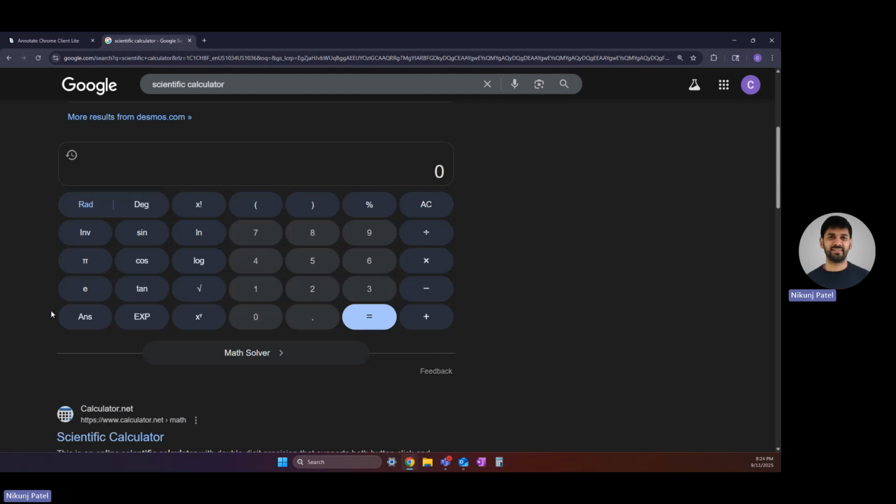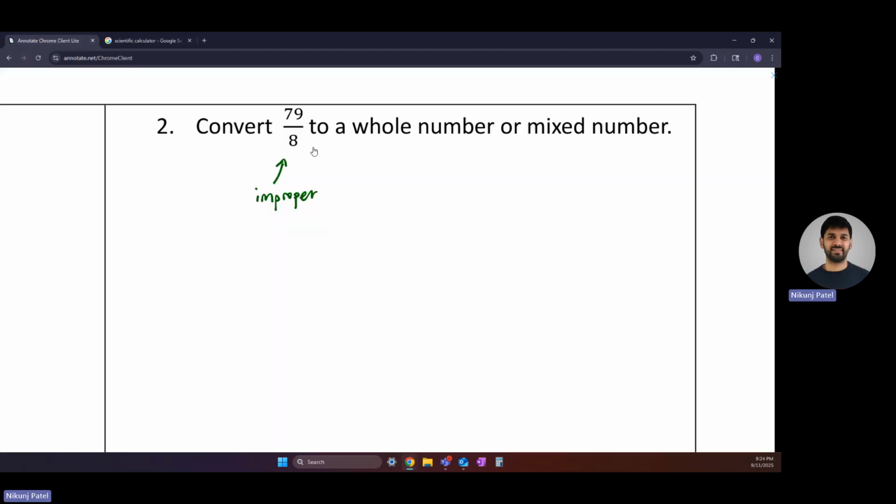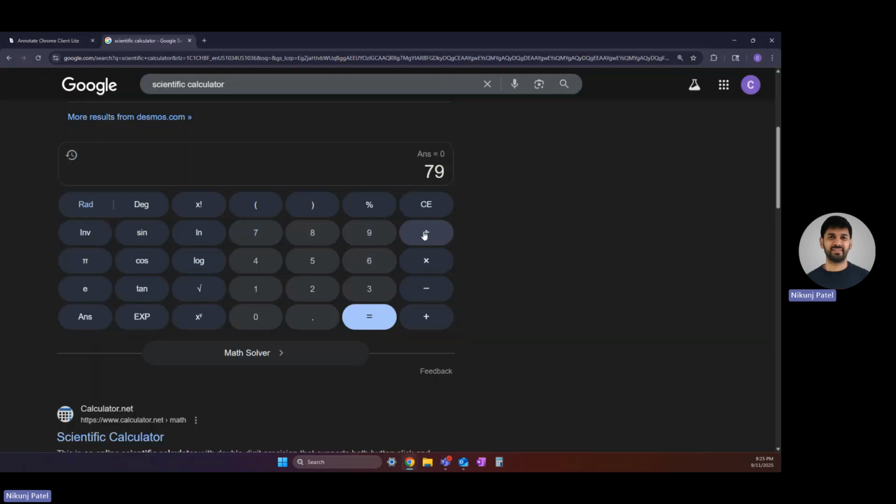This is going to look really similar to the type of calculator that you'll have during the exam. Whenever we're taking an improper fraction, one of the options is it could be a whole number as our result, because a fraction is like the division of the two numbers. So if we just divide these two numbers in our calculator, 79 divided by 8, in this case, we don't get a whole number. We get a fraction, we get a decimal.